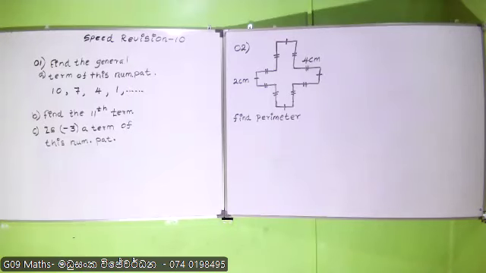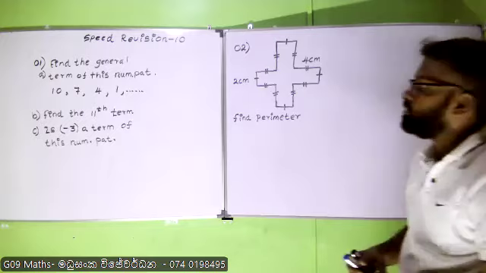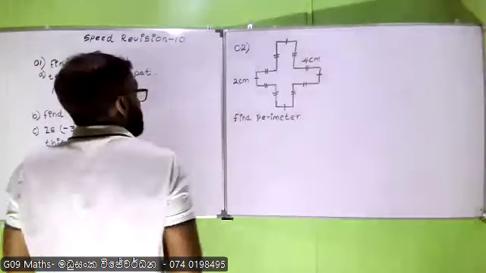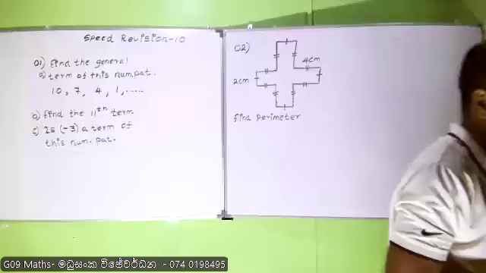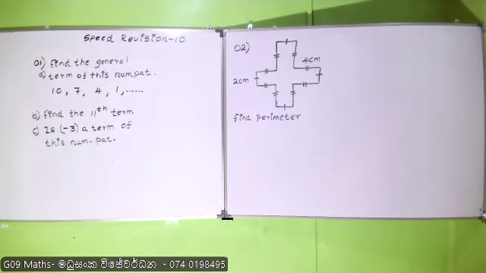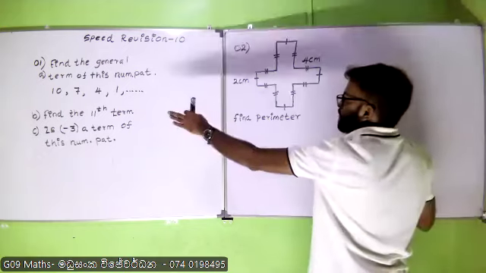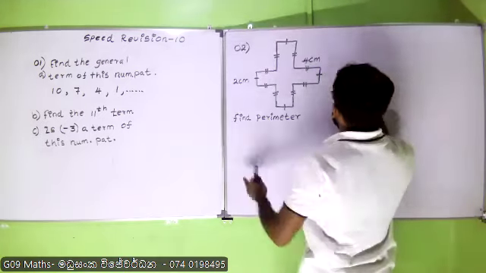So this is speed revision 10. Speed revision 10, so do it fast. Write down the question, and at the same time provide the answer.